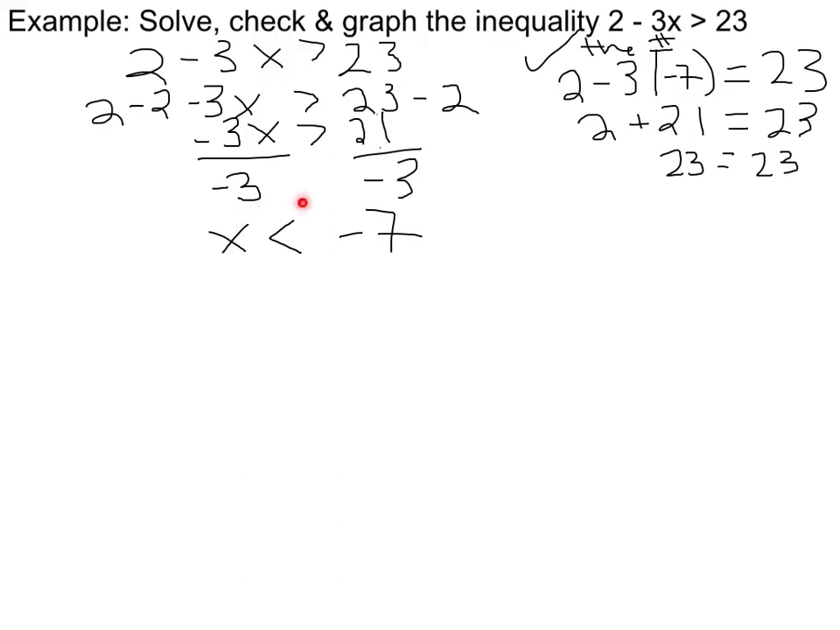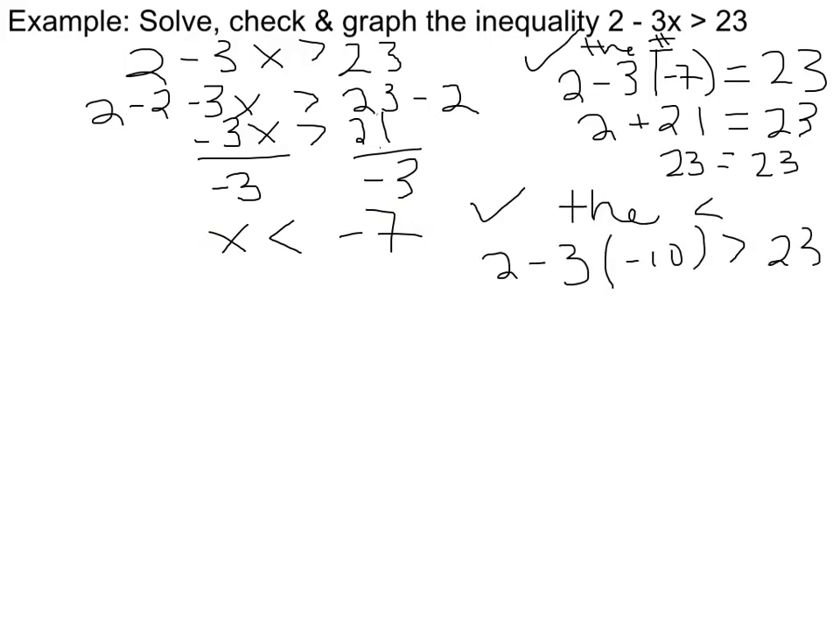Now I also want to check to make sure that the less than is correct, so I'm going to choose any number that is less than negative 7. Again, it can be any number as long as it's a number that is less than negative 7, because I'm saying that my values of x are any number that is less than negative 7. So in order to choose, I'm going to pick any number. I want to pick something that's going to be fairly easy to substitute in for my x. So I'm going to choose negative 10. Again, I could choose any number as long as it was less than negative 7.